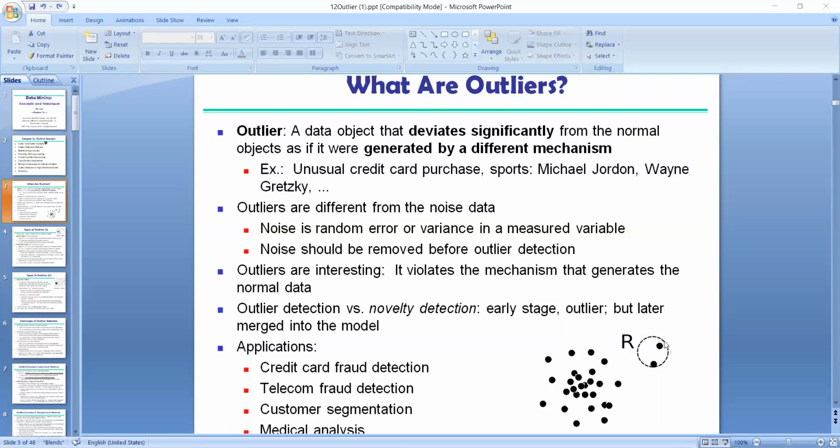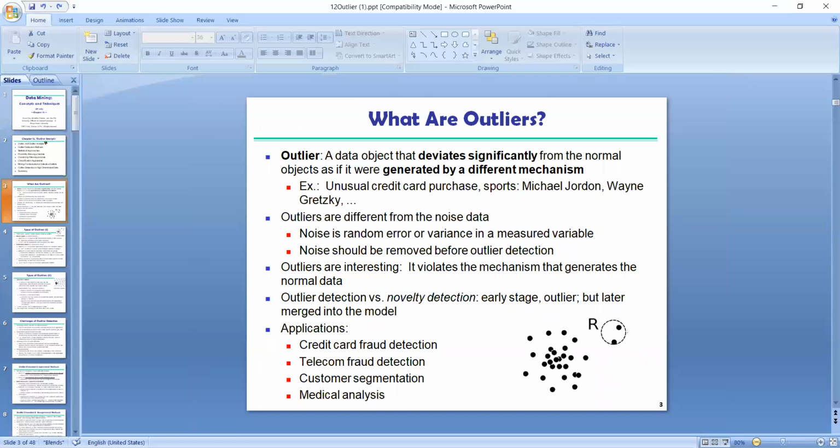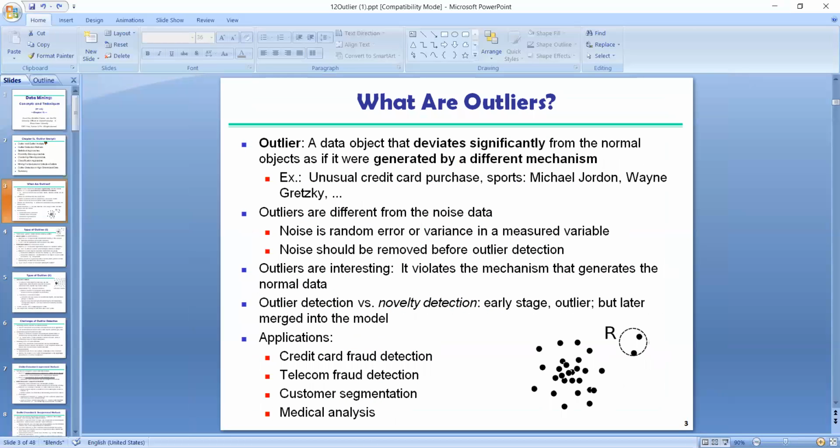Now, what are the applications of outliers? Credit card fraud detection, telecom fraud detection, customer segmentation, medical analysis, etc. are examples of applications of outliers.